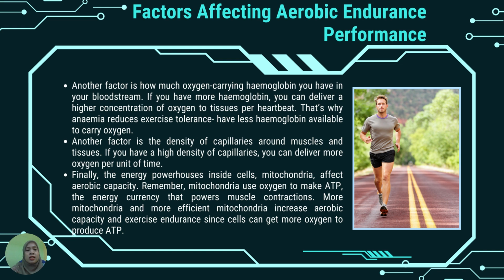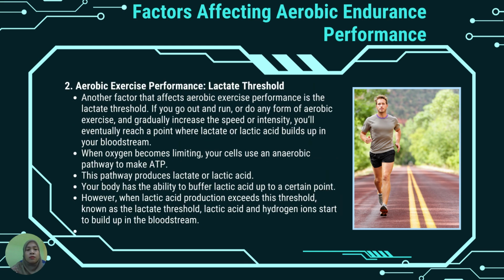Another factor is the density of the capillaries around muscle and tissue. If you have a high density of capillaries, you can deliver more oxygen per unit of time. Finally, the energy powerhouse inside the cell, the mitochondria, affects aerobic capacity. Remember that mitochondria use oxygen to make ATP, which is the energy currency that powers muscle contraction. More mitochondria and more efficient mitochondria increase aerobic capacity and exercise endurance, since the cell gets more oxygen to produce the ATP, which is the energy.